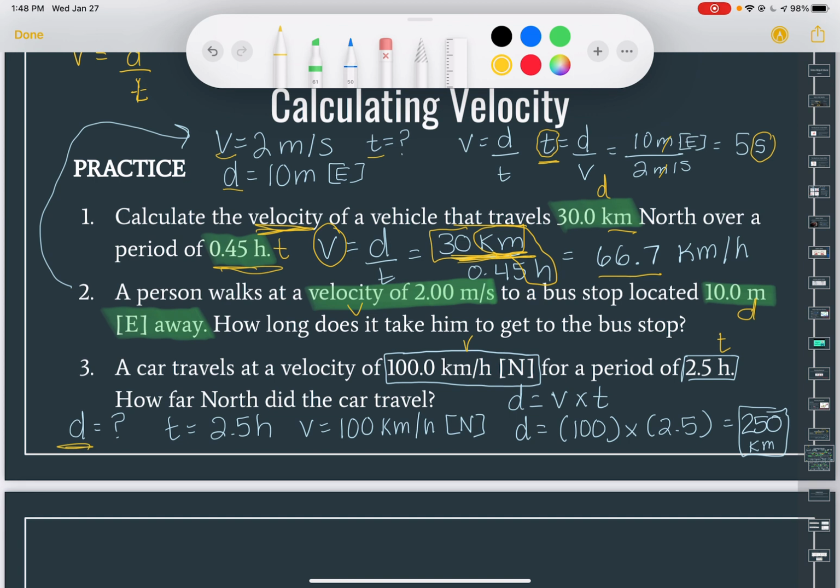So we rearrange our formula so that we have distance by itself. Distance is equal to velocity times time. We multiply our velocity, which is 100, by our time, which is 2.5. It's really kind of important that I put the units here. So if we do that, we go 100 times 2.5 and we get 250 kilometers. This is a distance, that's why we're in kilometers.